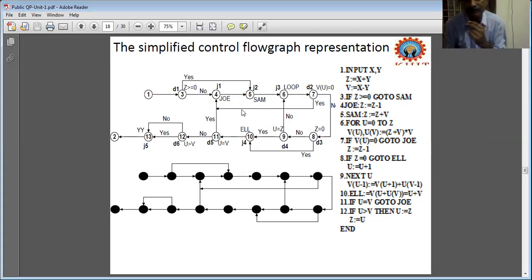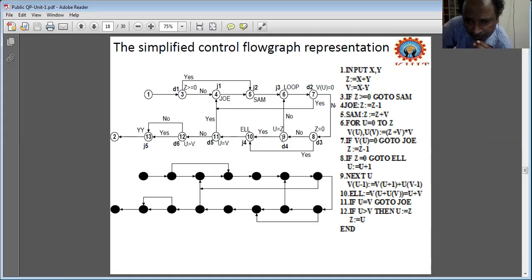Okay. Then from here, whatever the values, you can represent here. One is nothing but input, that's all. Then at 3, what is there? If Z greater than or equal to 0, specify Z greater than or equal to 0. At 4, what is there? Joy, specify joy. At 5, what is there? Sam, specify Sam. At 6, what is there? Loop, specify loop. At 7, what is there? That is V(U) equal to 0, specify. Then at 8, Z equal to 0, specify Z equal to 0.